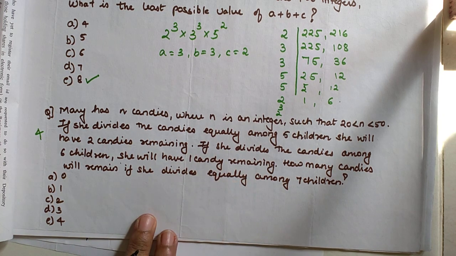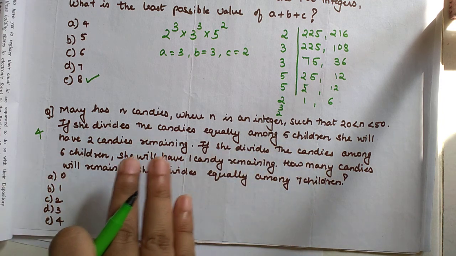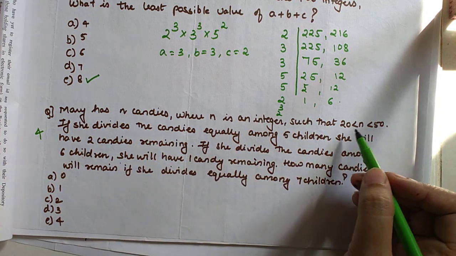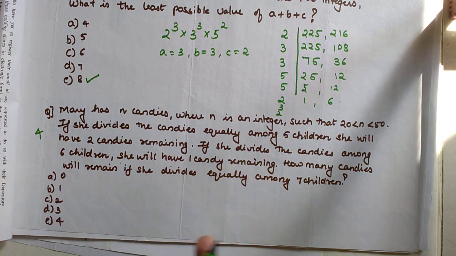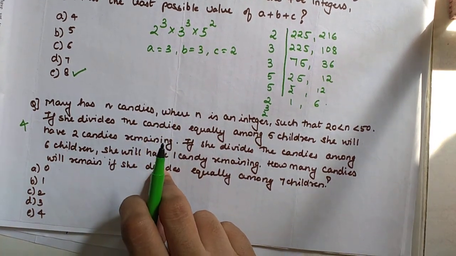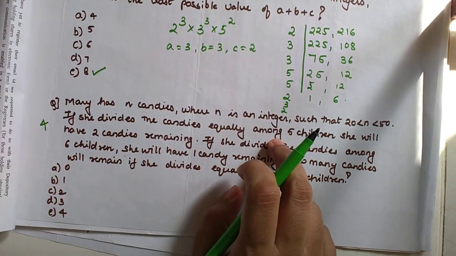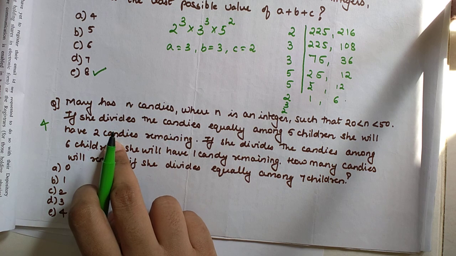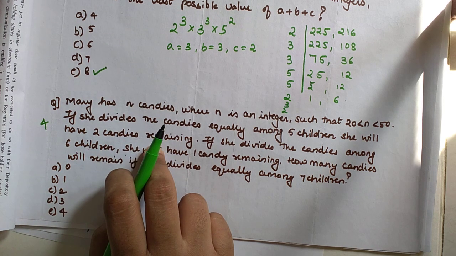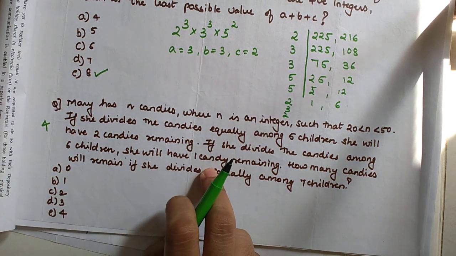Okay, so now, coming back to our question. The question is very, very straightforward. What they have said is basically that n lies between 20 and 50, and the moment Mary divided these chocolates amongst five children, the number of candies remaining with her is just two. And then when she divides this among six children, she's just left with one candy.